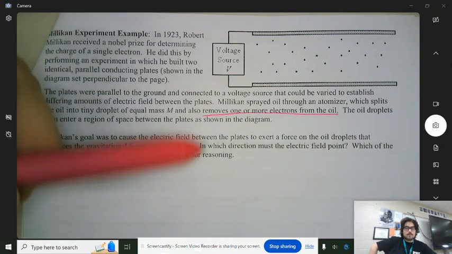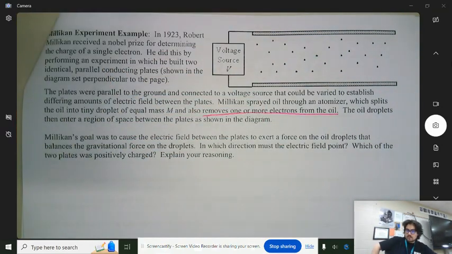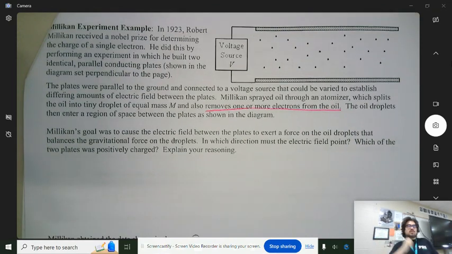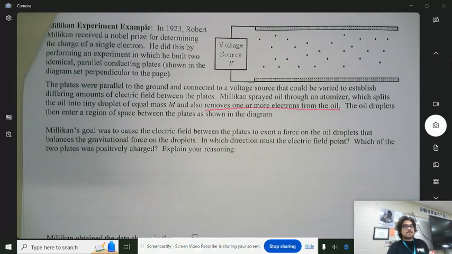So he built two parallel conducting plates, okay? They were connected to a voltage source, so they established an electric field, and then when he sprayed the oil into it, it was floating, okay? Each of the droplets has the same mass, which is just big M, okay? And the oil droplets, they're floating, right?